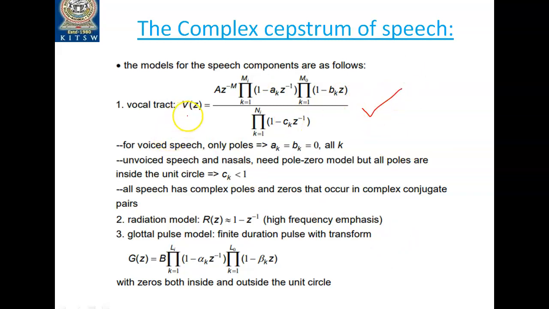So when you consider the transfer function of the vocal tract V of z in the z domain, for voiced speech there are only poles, that is a k equal to b k equal to 0 for all values of k. And for unvoiced speech and nasals, this is the signal we are going to be looking at. This is how we represent it mathematically when it comes to the complex cepstrum of speech.